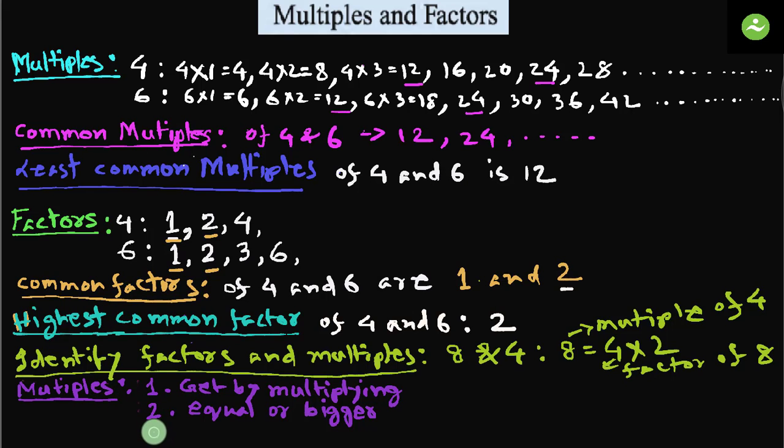Next, number 3, the number of multiples is unlimited. Why is the number of multiples unlimited? You can multiply 4 with any number and you can keep going, it will never end. But in case of factors, these are limited.